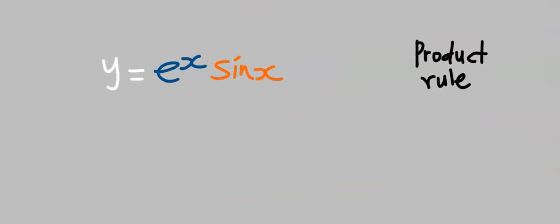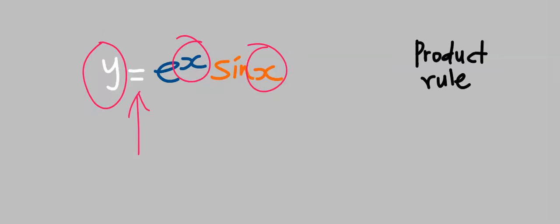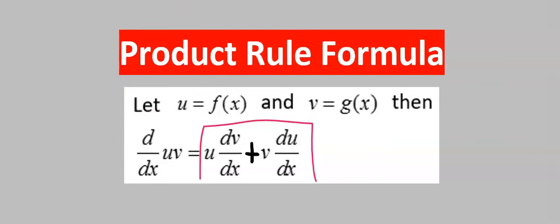Let's recap. You apply product rule when 2 functions are multiplying. Subsequently, you can observe that y is separated from x by the equal sign, and we use this formula to differentiate product rule problems as long as the 2 functions are multiplying.